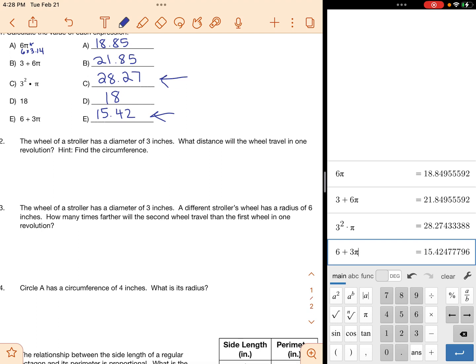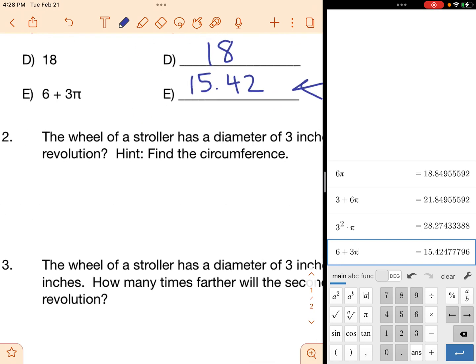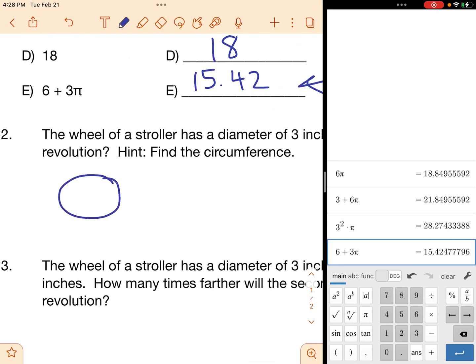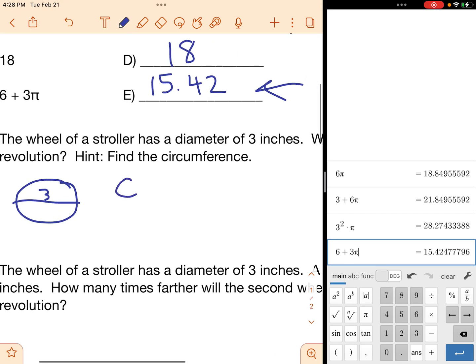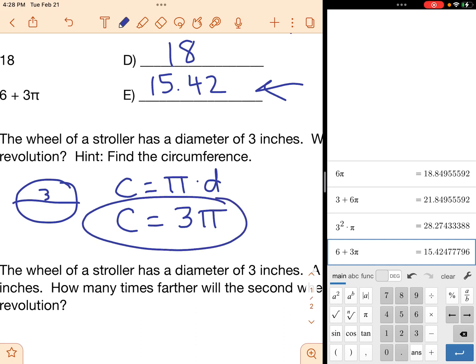Number 2, it says the wheel of a stroller has a diameter of 3 inches. What distance will the wheel travel in 1 revolution? Hint, find the circumference. All right, so let's draw a little picture. Here's our wheel. It says our diameter is 3. That's all the way across. So now circumference is pi times our diameter. Okay, well our diameter was 3, so our answer is just 3 pi. If you want to calculate it out, you sure can, but this works just fine.